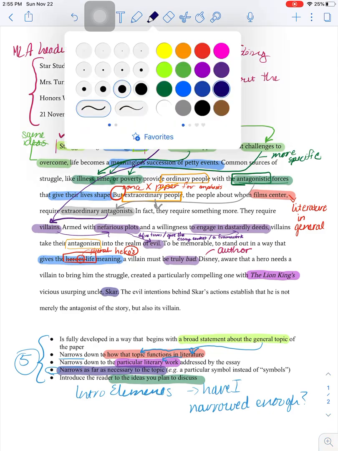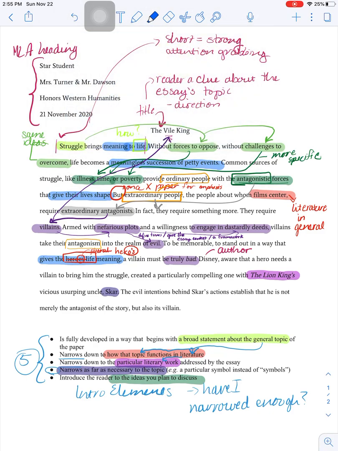What particular villain are we going to talk about? We also haven't given up that bring meaning thing. A hero needs a villain to bring him the struggle. And what villain are we talking about specifically? We're talking about Scar. Then I get into the thesis statement.